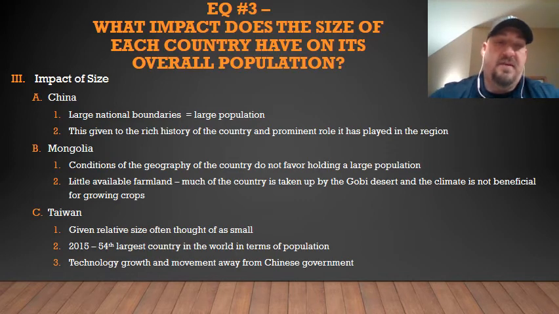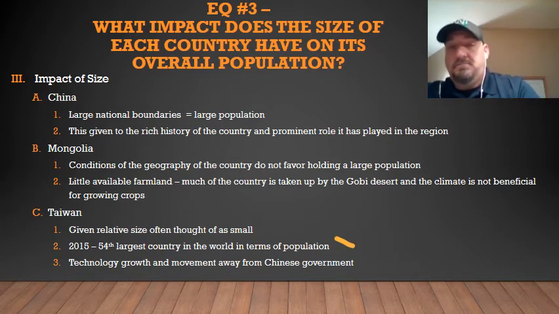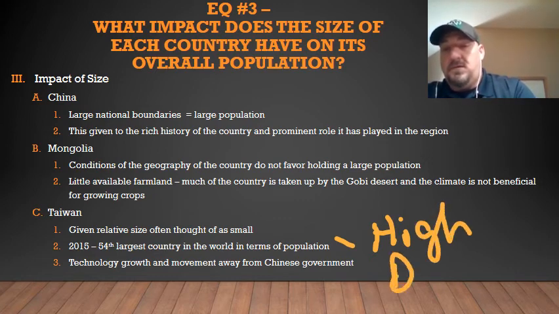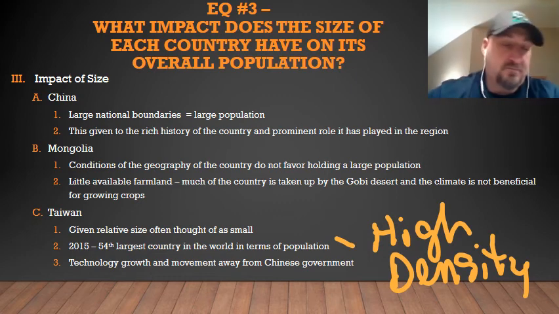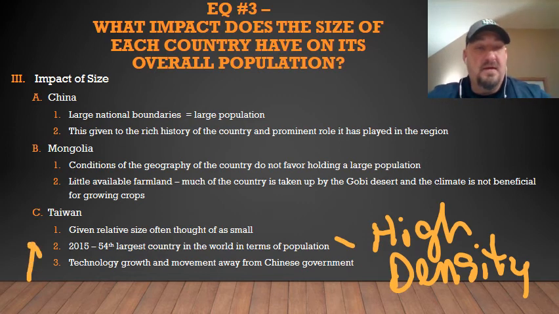Taiwan, given the relative size, is often thought of as small, but looking at numbers from 2015, it is the 54th largest country in the world in terms of population. So it has high density. Technology growth and movement away from the Chinese government has impacted Taiwan in a beneficial way.